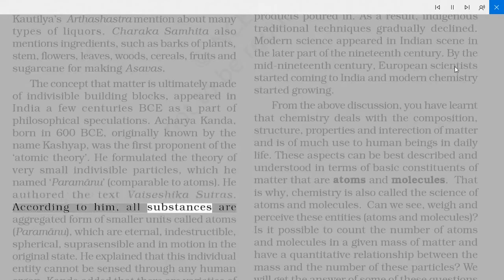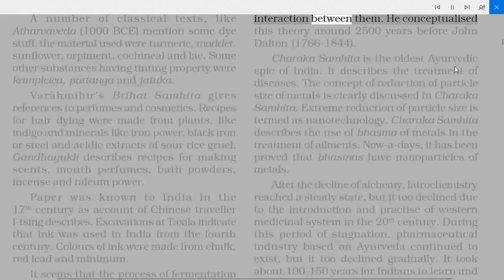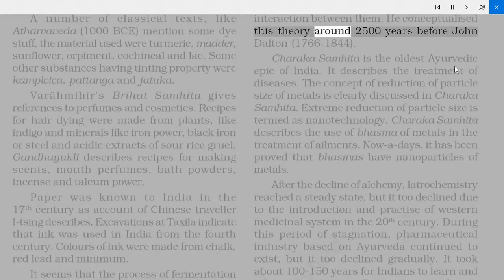According to him, all substances are aggregated forms of smaller units called atoms, Parmanu, which are eternal, indestructible, spherical, suprasensible and in motion in the original state. He explained that this individual entity cannot be sensed through any human organ. Kanada added that there are varieties of atoms that are as different as the different classes of substances. He said these Parmanu could form pairs or triplets, among other combinations, and unseen forces cause interaction between them. He conceptualized this theory around 2500 years before John Dalton, 1766 to 1844.